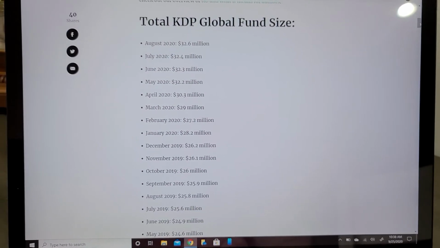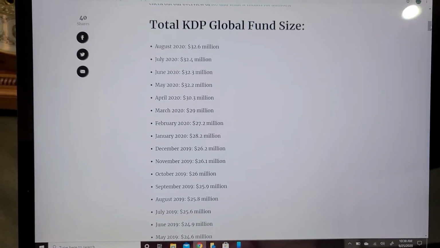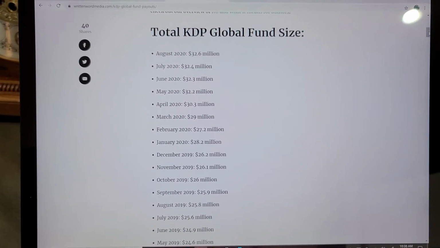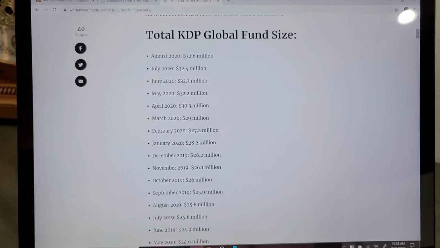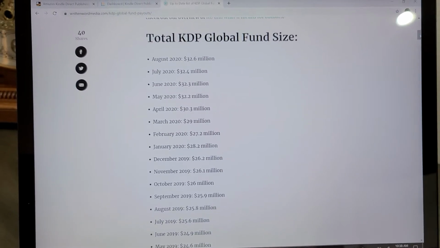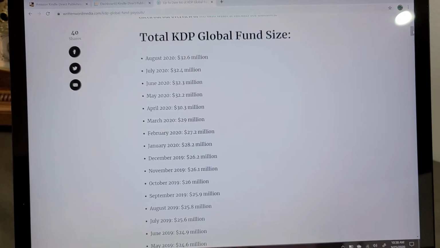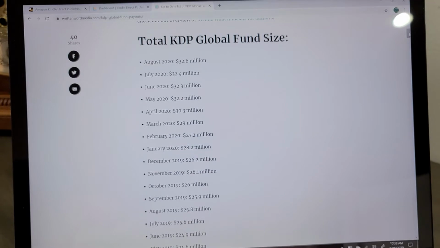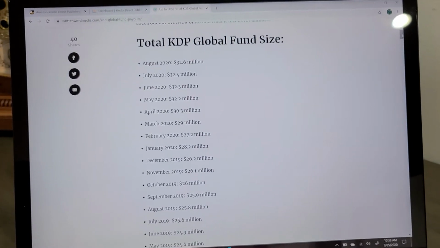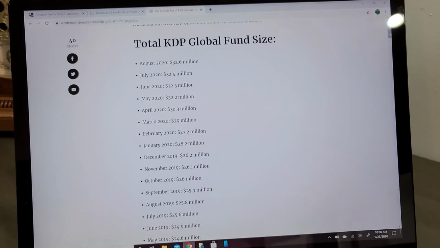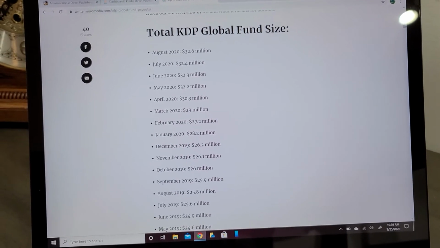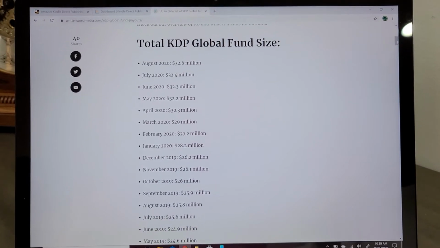And here we are. August is the latest one they've got, and that is at $32.6 million. So, I mean, really, they've had an increase just about every single month since they started. In February, they had a bit of a dip. Can't say I'm surprised, but as you can see, March, April, there was a huge jump in readership because of people being stuck at home.